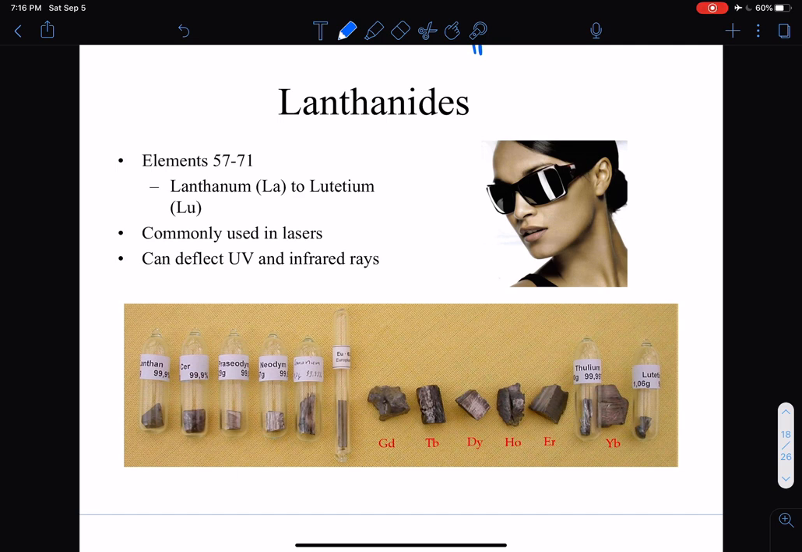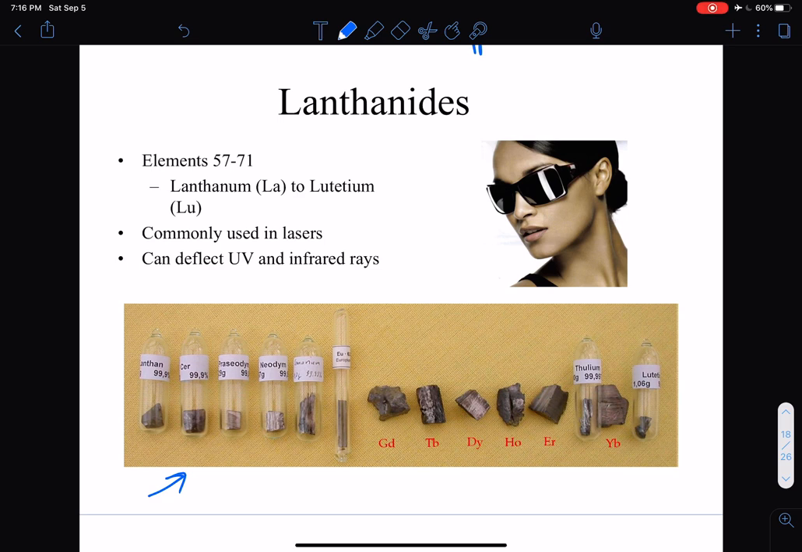And how do we use these? Where do we see these? Well, they're commonly used in lasers, and they're often put on sunglasses to deflect UV and infrared rays. They're also used in superconductors and in hybrid and all-electric cars, usually in the batteries or magnets in these cars. And these guys aren't very exciting. They just look like some gray or silver shiny rocks. You guys can see them all down here.